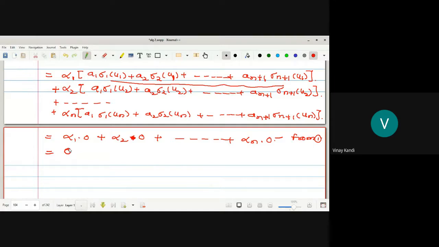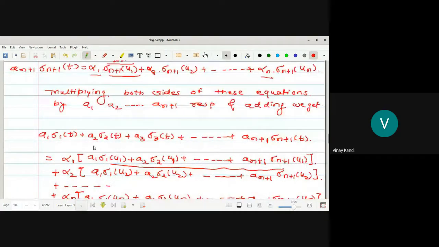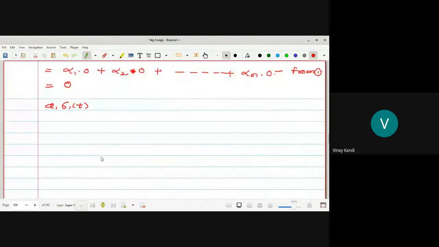So what is the left hand side? a1 sigma 1 of t, this is the left hand side, plus a2 sigma 2 of t plus up to so on, an plus 1 sigma n plus 1 of t, which is equal to 0 for all t belongs to K, because t is any arbitrary element. This is equation number 2.